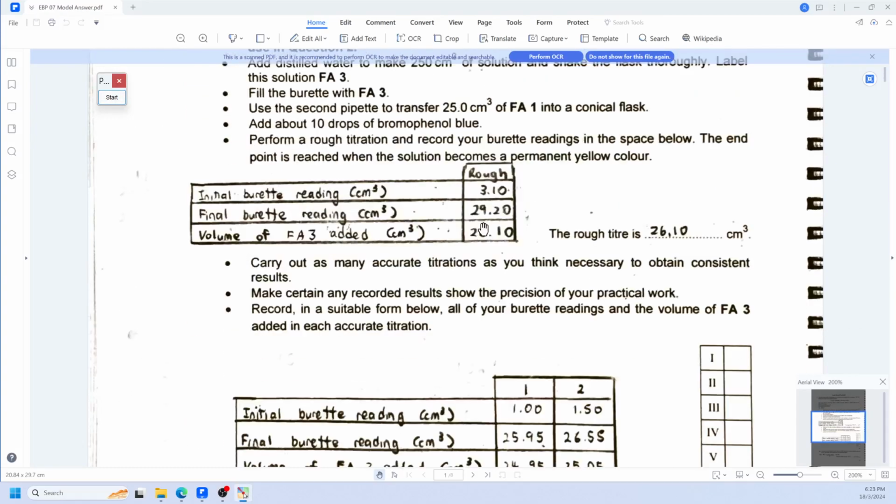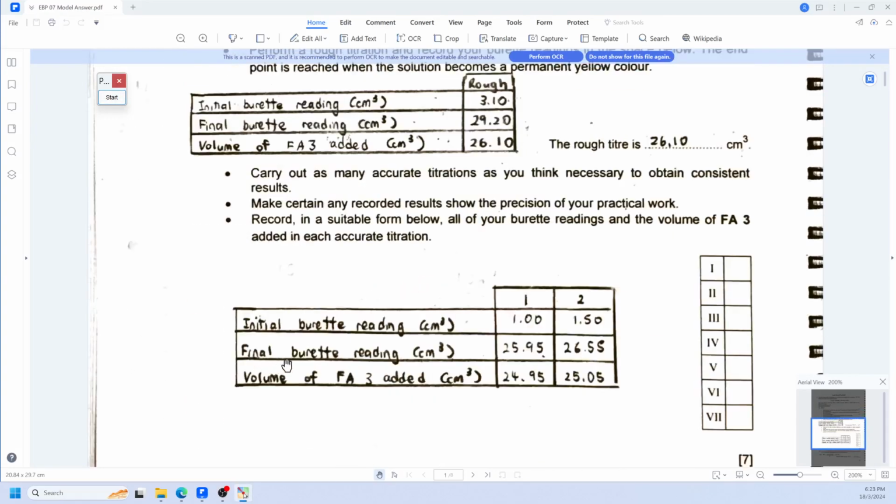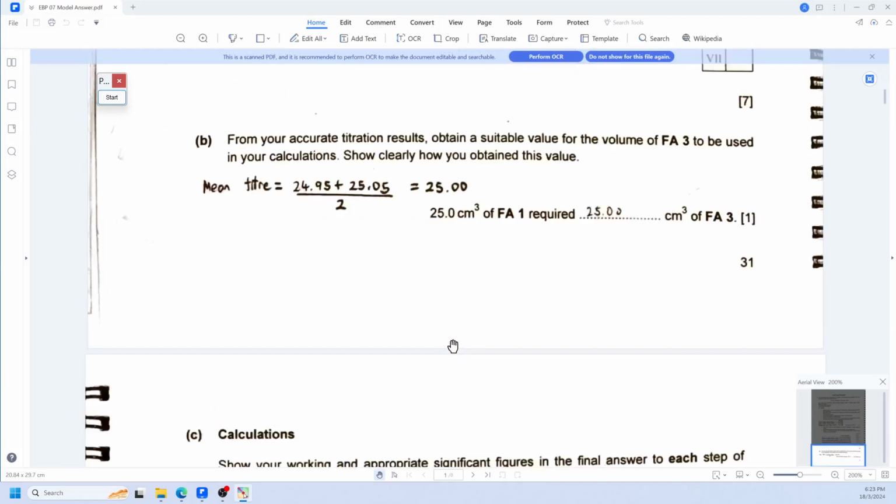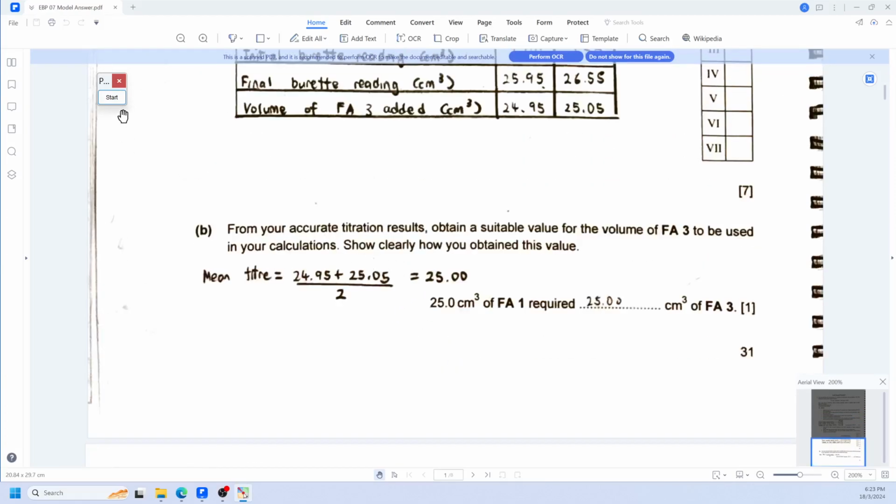So I won't go through much of this. It's pretty standard. Volume of Fa3 at the initial and final burette reading. First thing first, please do take note that you need to write out your mean titre. Let's just say they are the same value, 24.95, 24.95. Should you write this out still? The answer is yes. 24.95 plus 24.95 divided by 2. Also should write 24.95. Even if they are the same value, please write out the working.